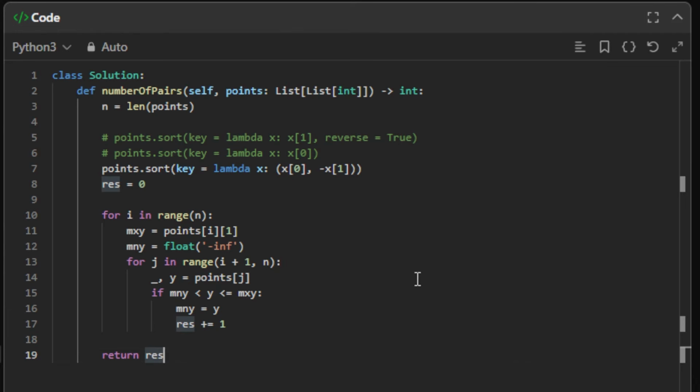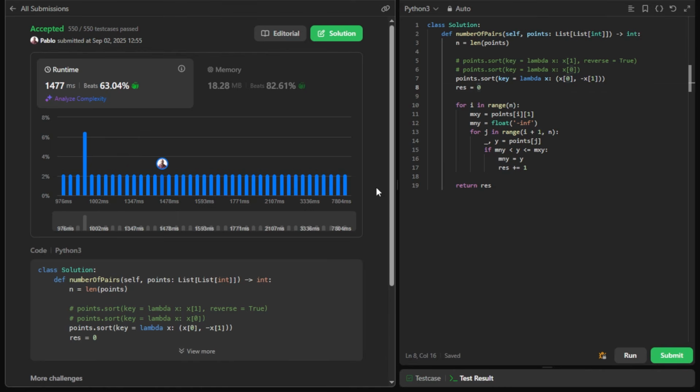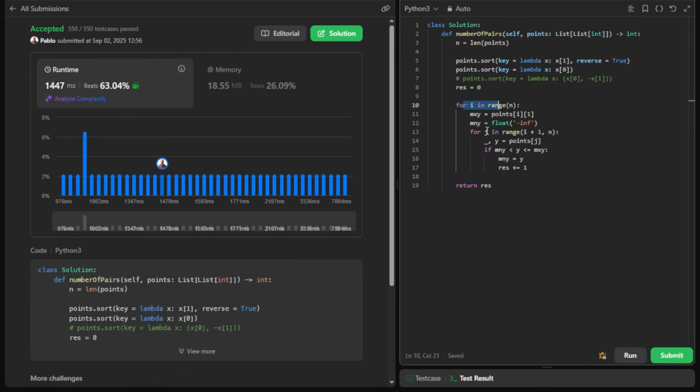Now let's submit this and see if it works. As you can see, this works and it's very efficient. Now let me uncomment this and comment this just to show you this also works. And this also works. It's basically the same. Here time complexity will be big O of n squared overall, and space complexity big O of n because of sorting.